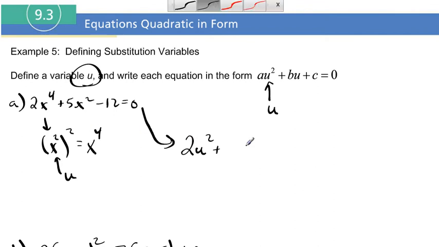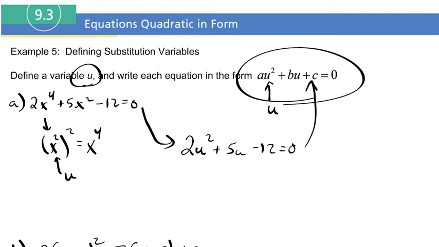And then right here, plus 5. And what is x squared? Oh, x squared is u. So it should be times 5u, so plus 5u minus 12 equals 0. And see, now it's written in standard form.